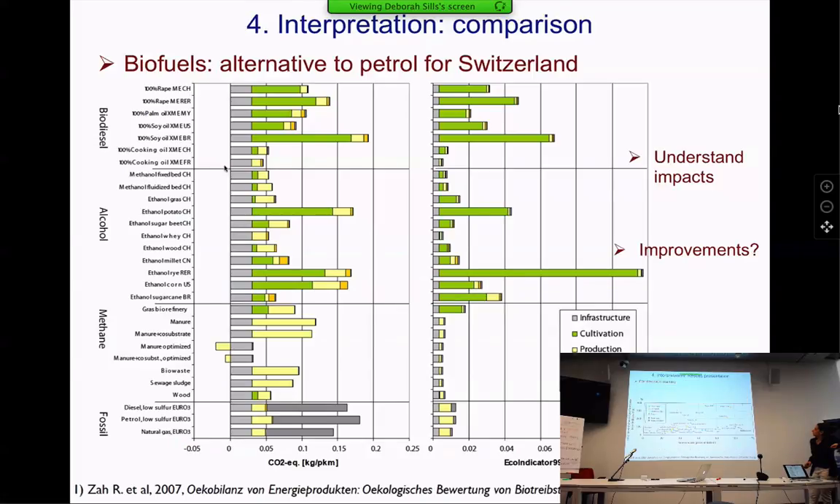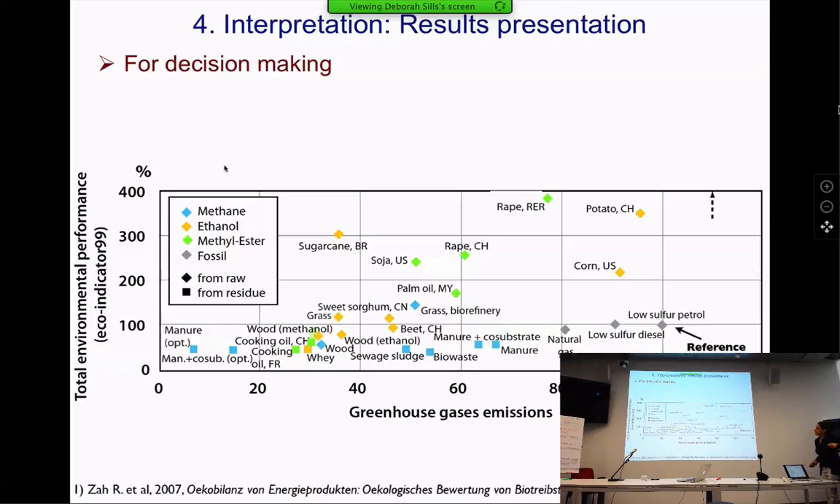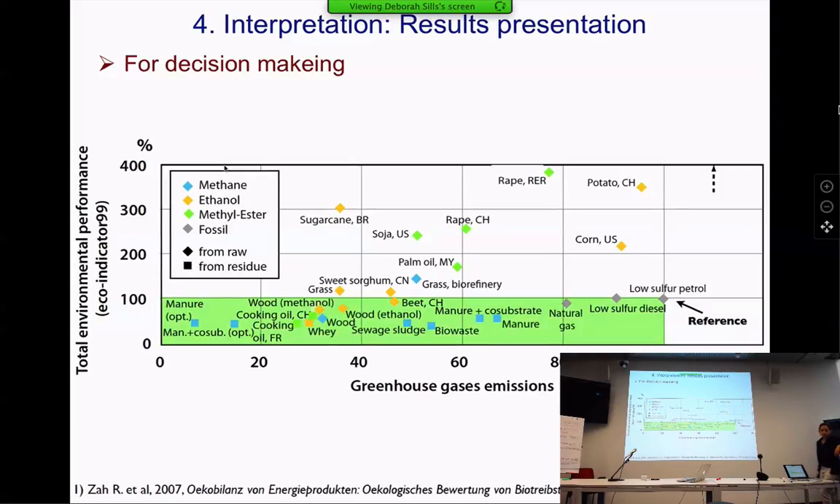So the same thing we talked about before. This is a really nice way to plot this. This is the same data, and here it's plotted. We have the greenhouse gas emissions on the x-axis and that eco-indicator on the y-axis, and they're all in terms of percent of low sulfur petrol. This is our reference, so it's 100 and 100. So if we want something that's better than low sulfur petrol, we want to be here. So this is a nice way to interpret the results.